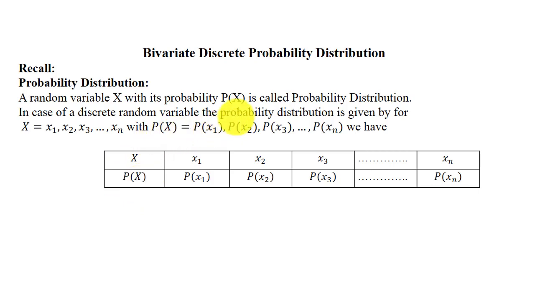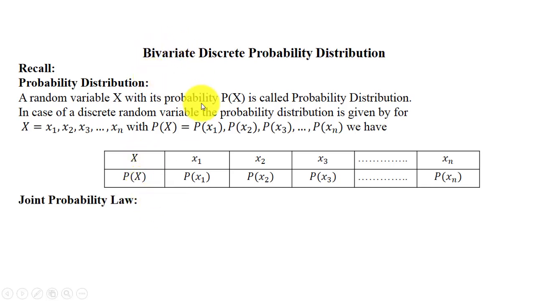Since we consider the discrete random variable, and we assume only a single random variable x, we simply call it a discrete probability distribution. If you have two variables, then in that case we call it a bivariate discrete probability distribution. Since we have only one variable here, it is simply called a discrete probability distribution.